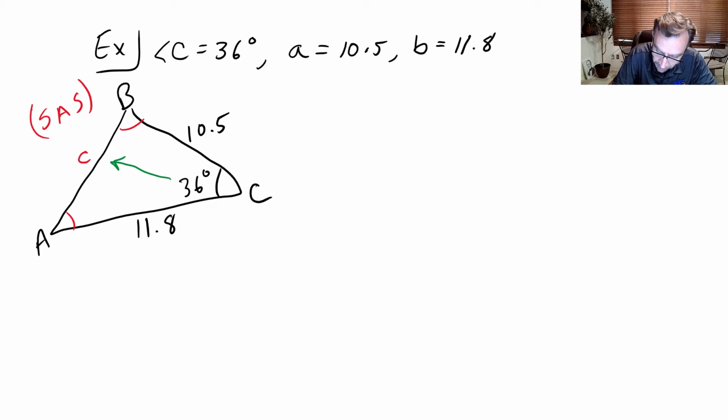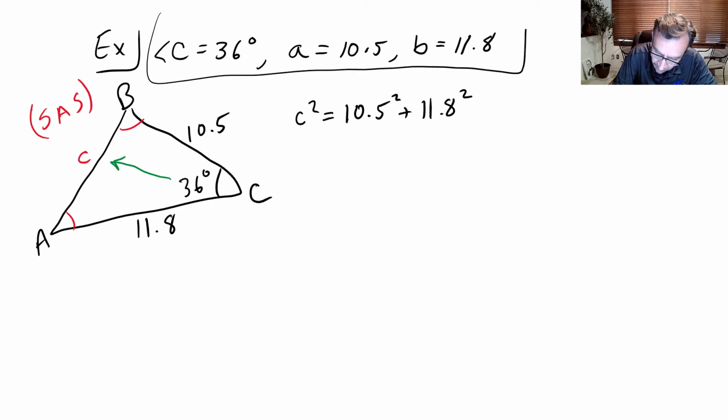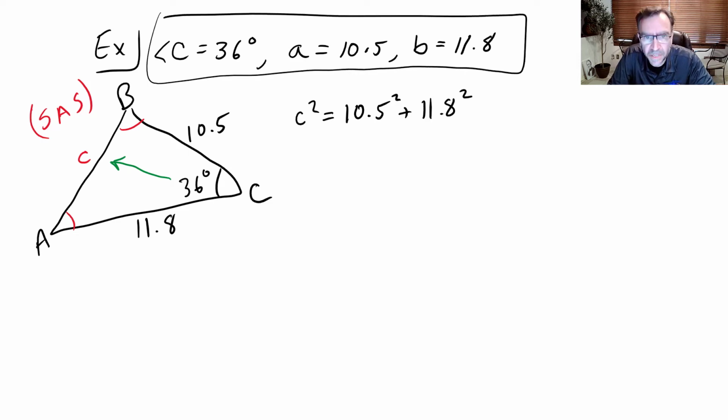So if this were a right triangle, we could say c squared equals a squared plus b squared. So 10.5 squared plus 11.8 squared. Now this is not really a right triangle, so that's not correct. We have to adjust by subtracting out 2 times a, which is 10.5, times b, 11.8, times cosine of the angle between these sides, which is 36 degrees. Okay, so that is the law of cosines.